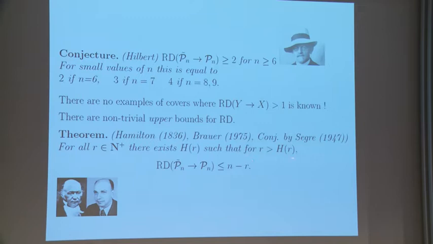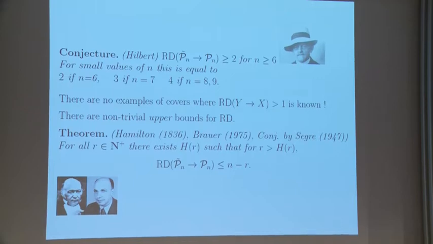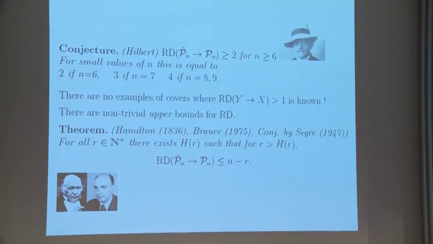But in Hamilton, this h of r grows incredibly quickly. And then this result of Hamilton was forgotten. It was conjectured by Segre in 1947, and it was reproved by Brouwer in 1975. And this is Hamilton and Brouwer. But again, in the days of Hamilton, I believe that the notions were more primitive. That's right. And I'm going to explain what the primitive notions are.